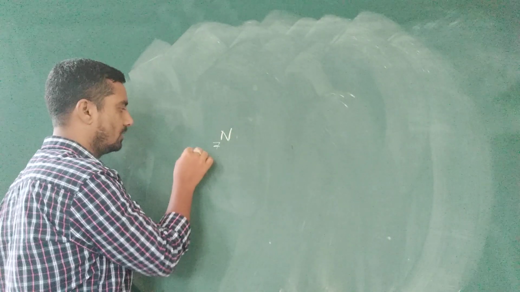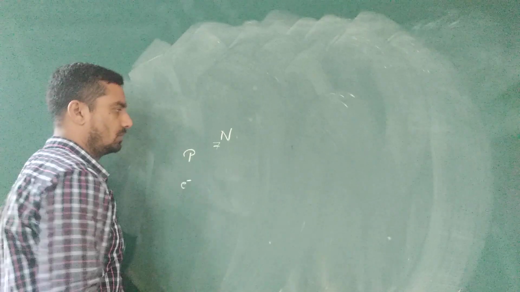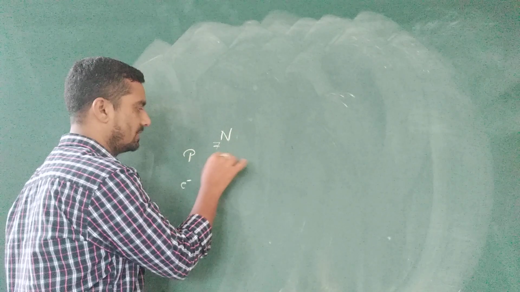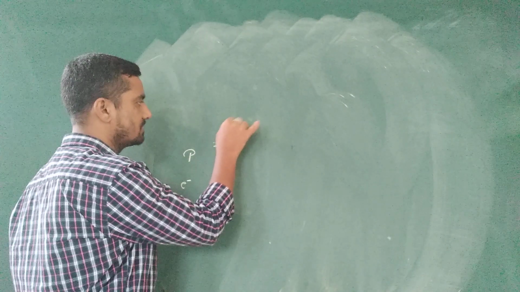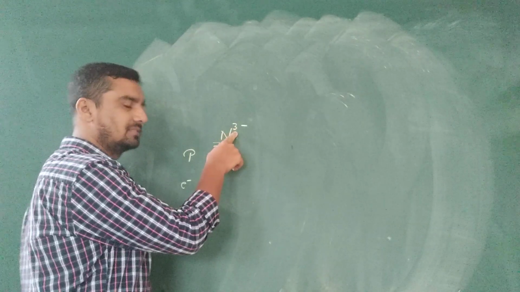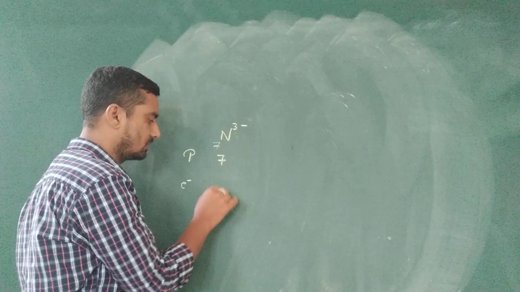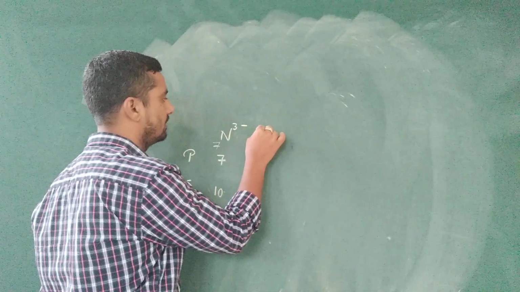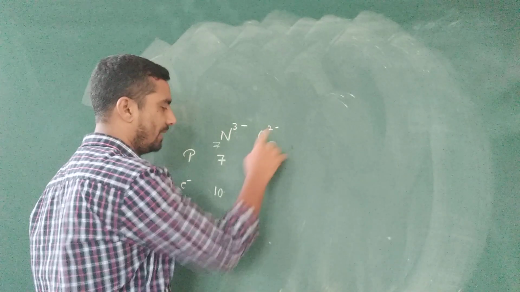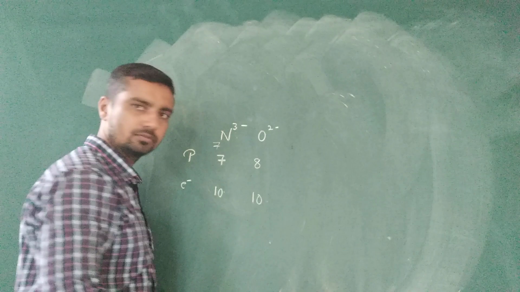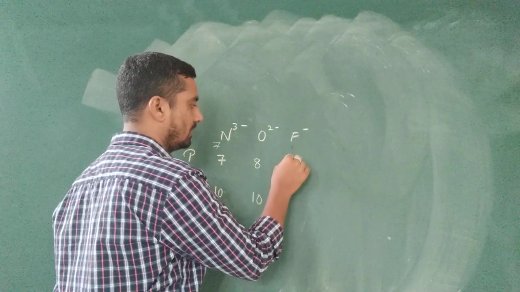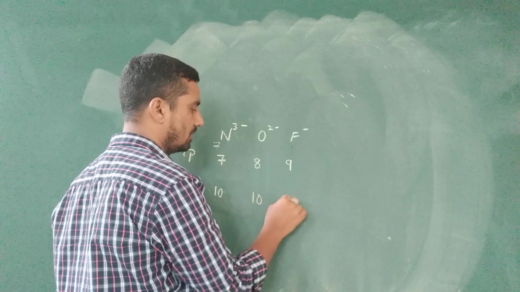If we go for the protons and electrons, the atomic number is 7, nothing but 7 protons. If it is in terms of ions, that is 3 minus, we have to add 3 electrons and it will become 10 electrons. So that is nitrogen. And here, oxygen: atomic number is 8. We have to add 2 and again 10 electrons. Here, fluorine F minus: number of protons is 9, so there are 10 electrons.